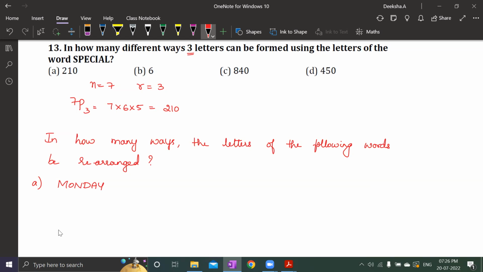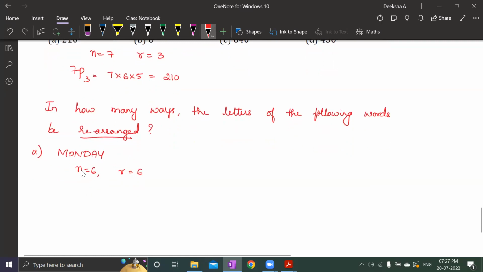So here the number of letters available is 6. And you have to take all 6, right? Whenever we say rearranging letters of a word, we are taking all the letters available. So the answer is, what is the number of arrangements? It is n factorial. Yes, n factorial. If r is equal to n, then the formula is just n factorial. So 6 factorial is 720.